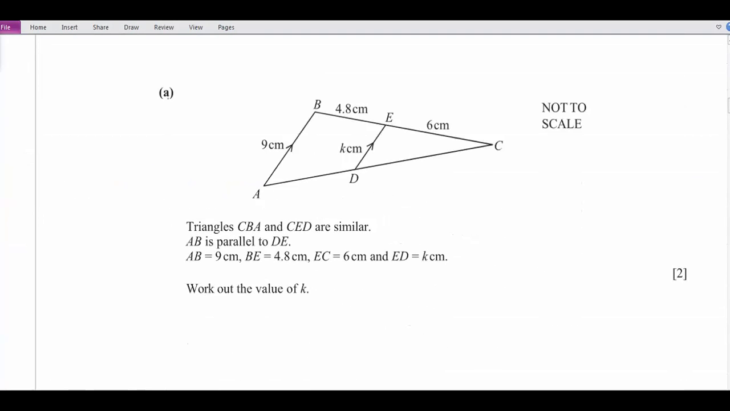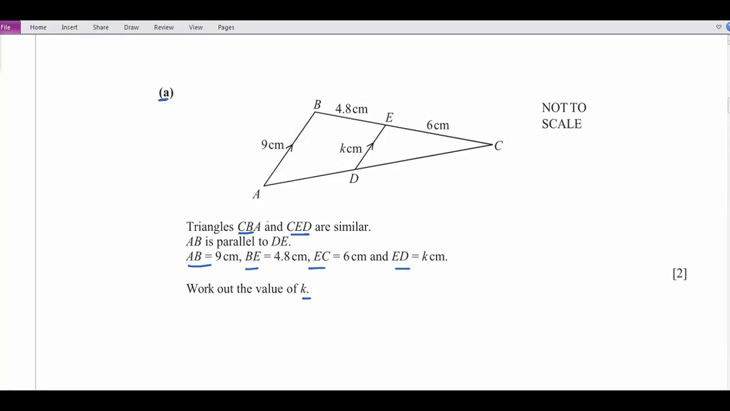Have a look at this question. It's given that triangles CBA and CED are similar. Look at the order, that is very important. It is also given that AB is parallel to DE. AB, BE, EC are given. Work out the value of K.